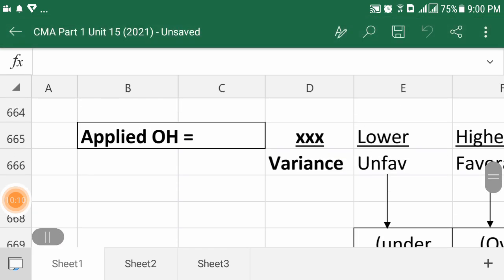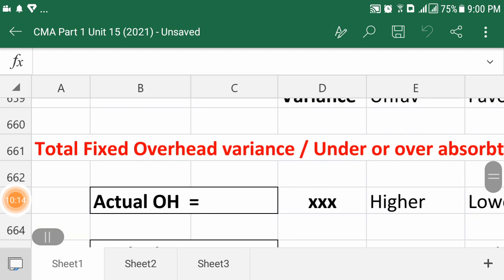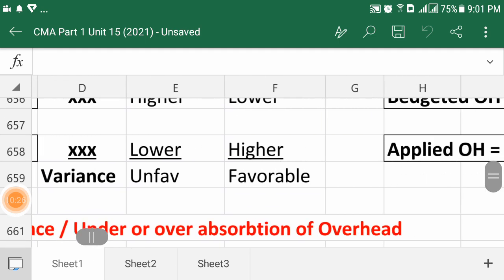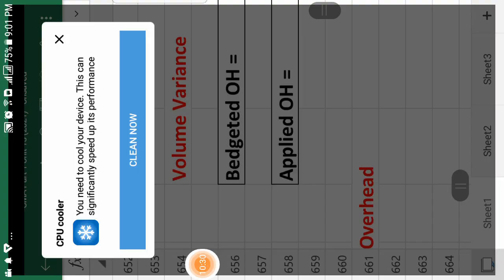So this was a video on fixed overhead and how it works, I mean what the fixed overhead variance is, in the USCMA Part 1, Unit 15. So you will understand by this one. You can use all the videos. You can pause and take all the notes if you need, and then you can do it easily.